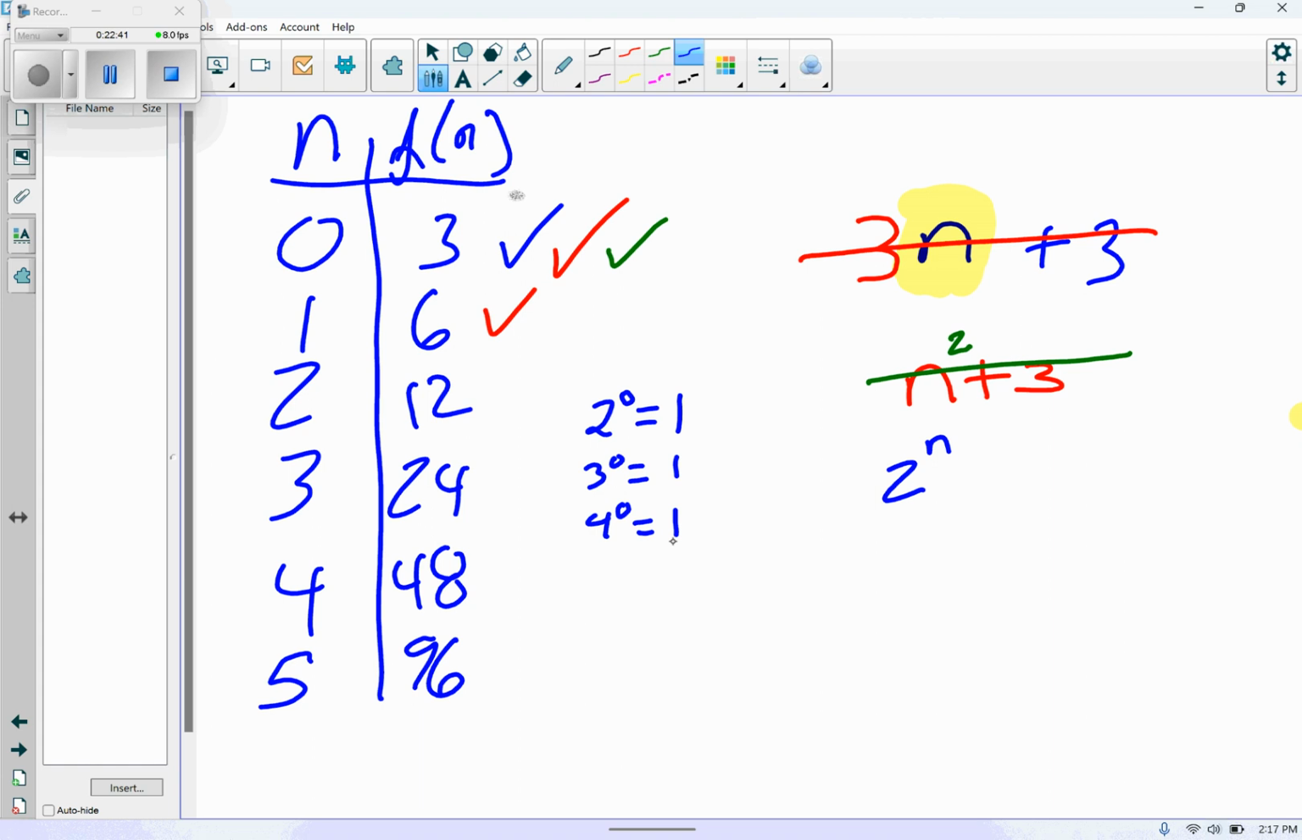2 to the first power is 2. 2 to the second power is 2 times 2, which is 4. 2 to the third power is 2 times 2 times 2, which is 8. 2 to the fourth power is 2 times 2 times 2 times 2, which is 16. 2 to the fifth power is 2 times 2 times 2 times 2 times 2, 32. Right? So 2 to the n is not going to work as it was.